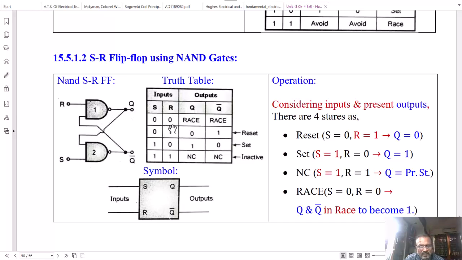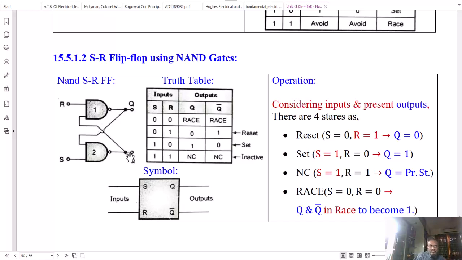The truth table is again the same. You can verify from this circuit. When S and R both are 0, there is a race condition now. And therefore, this condition should be avoided in this implementation of the flip-flop. When both the inputs are 0, this NAND gate tries to make the output Q and Q bar both try to go to 1. And therefore, this is a race condition between the two outputs and therefore should be avoided.